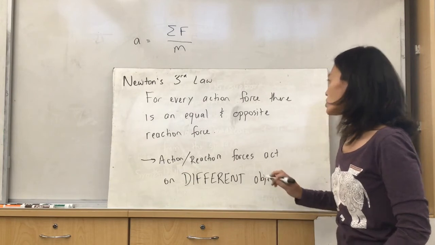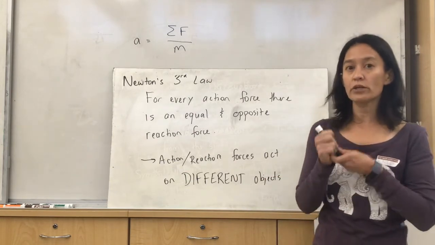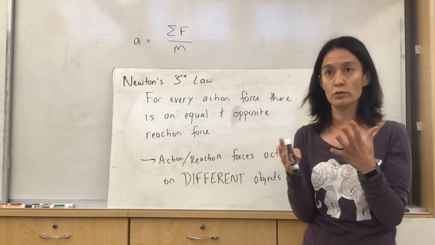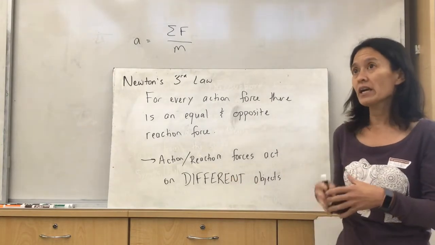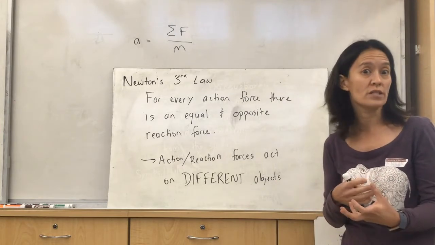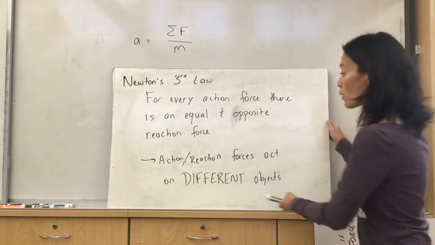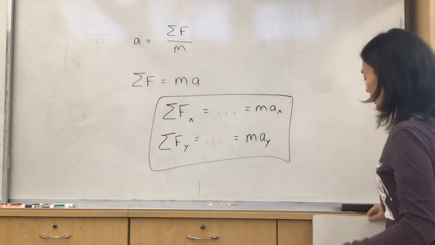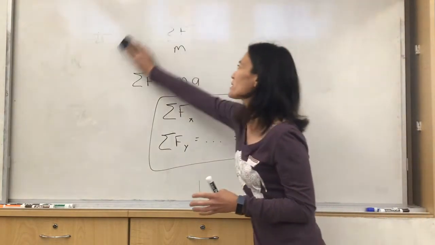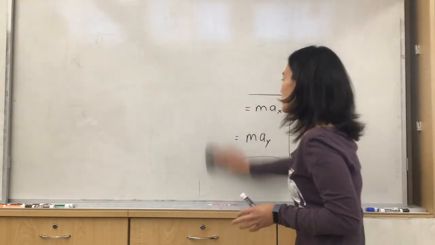Okay? So Newton's third law is really looking at two objects that are interacting and exerting an equal and opposite force on each other. Newton's second law is saying, if I have forces acting on an object, what are the consequences of those forces? So I want to go through an example combining Newton's second law and Newton's third law to help us understand Newton's third law a little bit better.